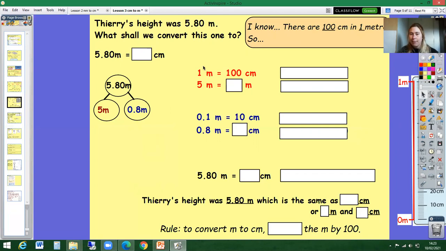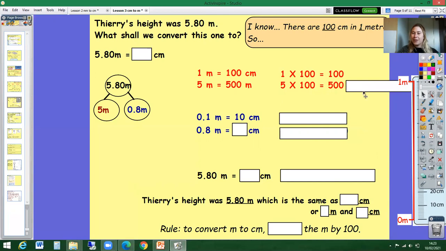Now let's think about what's happened there to our numbers. Have we divided this time? We have multiplied. If I do 1 and I times it by 100, it leaves me with 100. So I know that 1 metre is 100 centimetres. So what would 5 metres be? It would be 5 lots of 100, which would be 500 centimetres. 5 times 100 is 500.